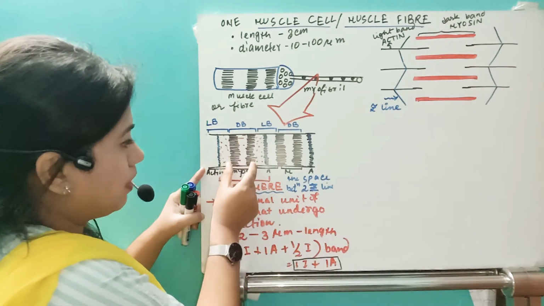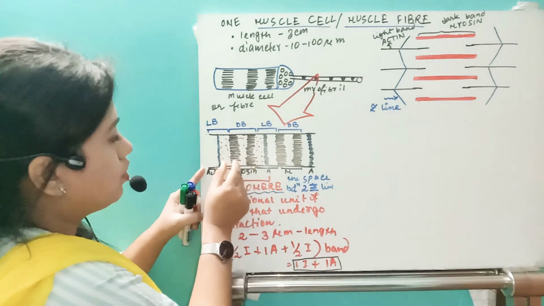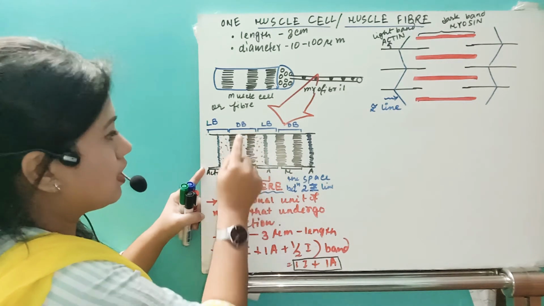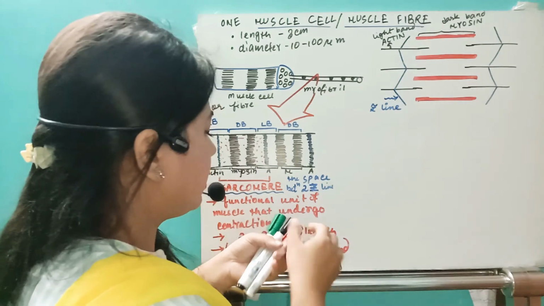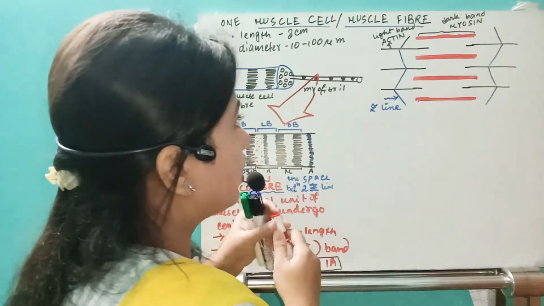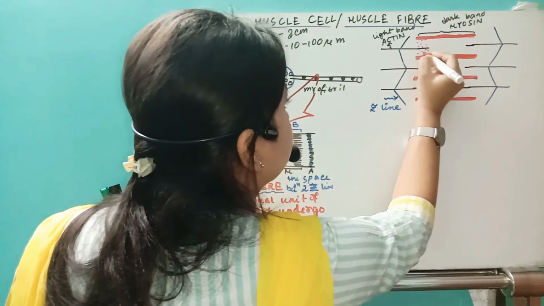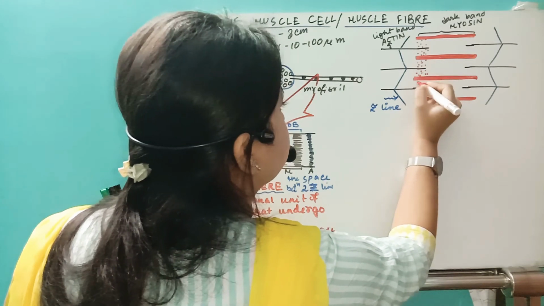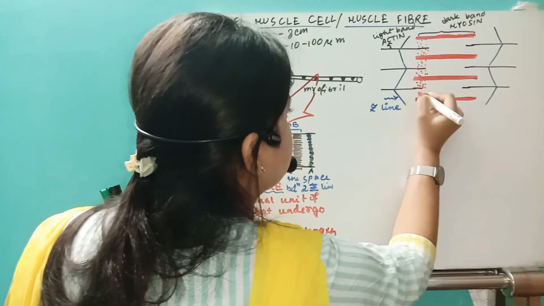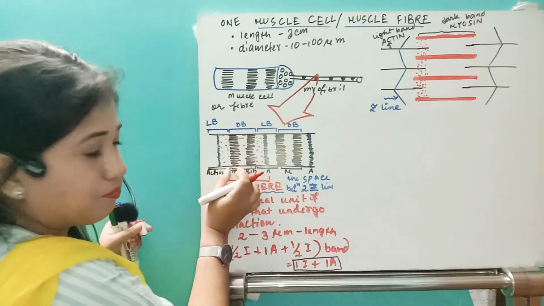In this dark band, we will see two bands here. So what is this and what is this? And in the middle, we have seen a light region. So just see, wherever we have the overlapping region of actin and myosin, that appears dark, right? So that appears dark.